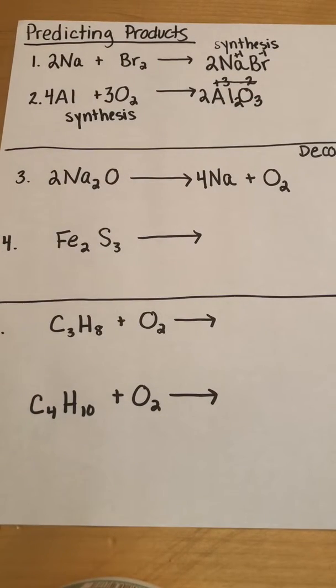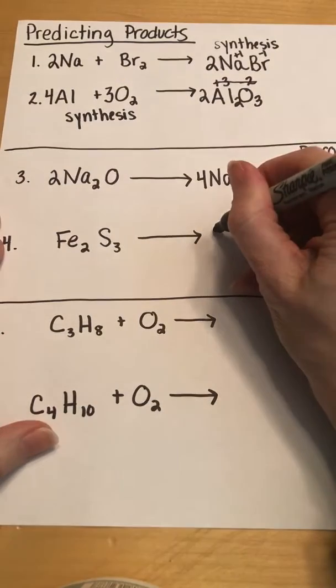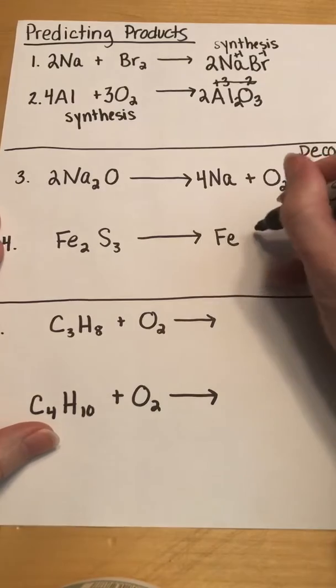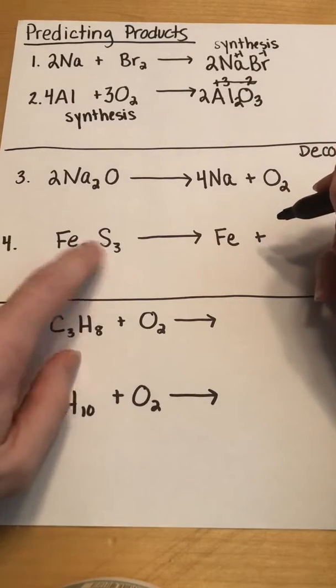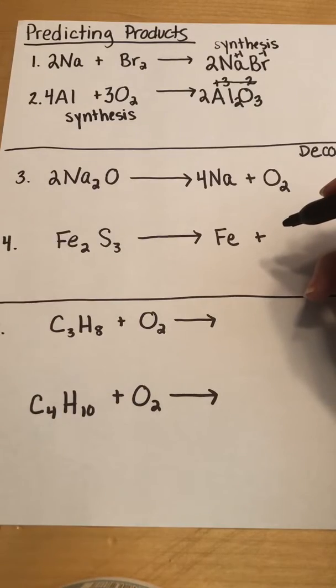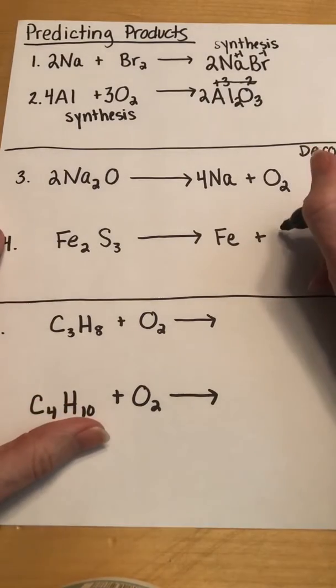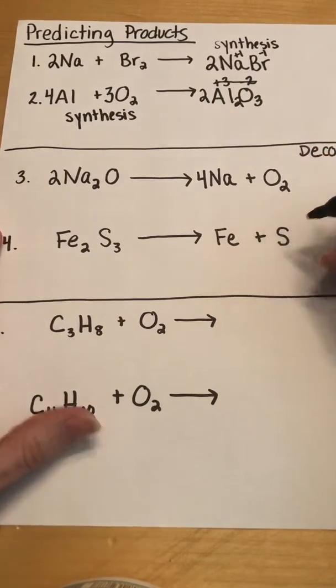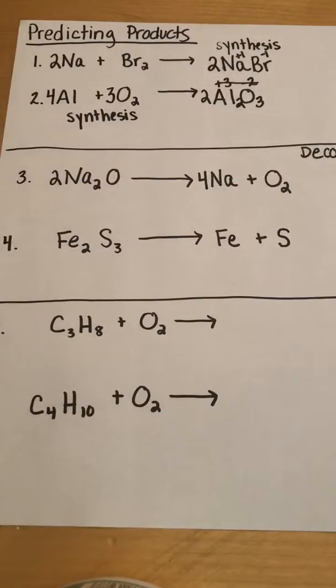Okay, for the next one, I have iron(III) sulfide, and I've classified it as decomposition, so therefore it's going to have to decompose or split apart. Again, biggest thing, make sure you do not carry these subscripts. They are specific to the current compound they are in. When you go to the right side, you have to generate new subscripts.